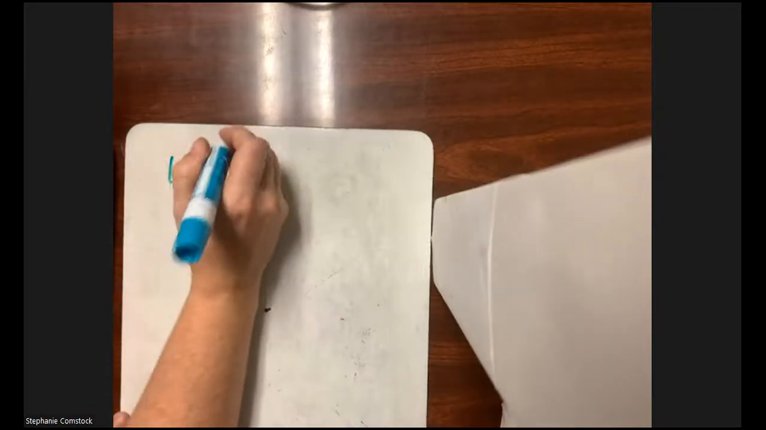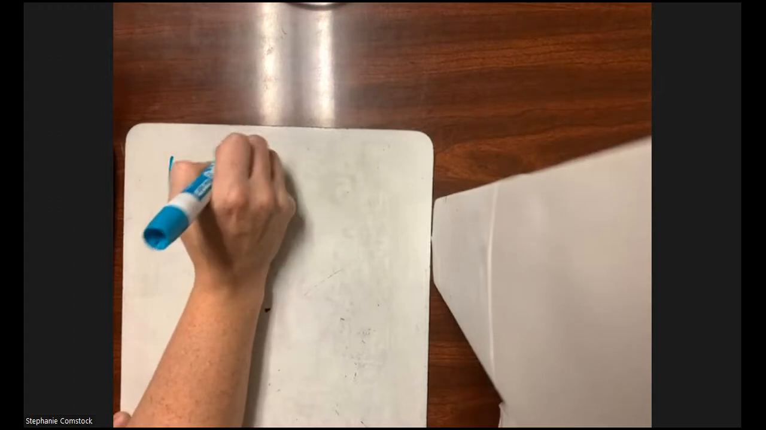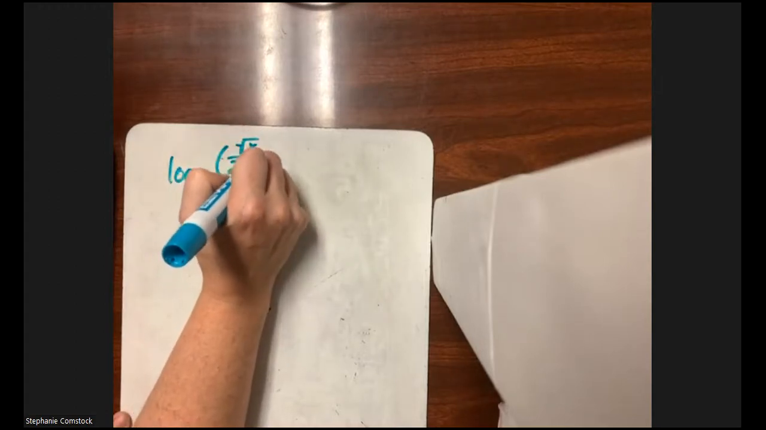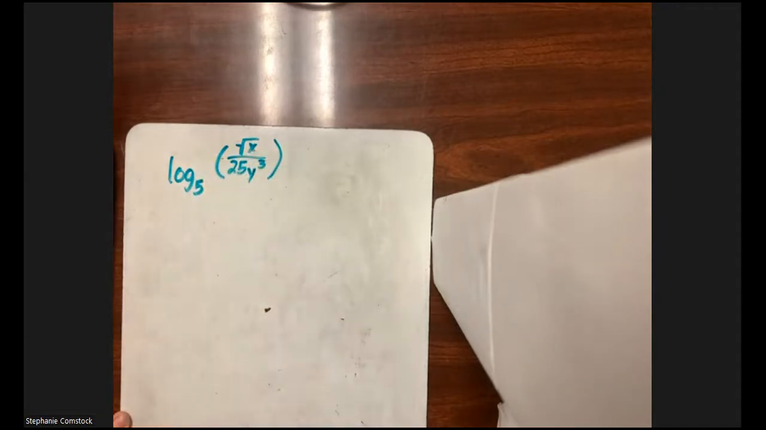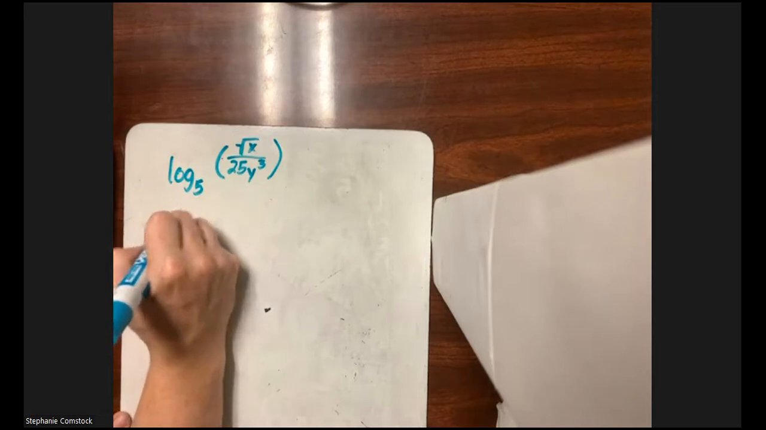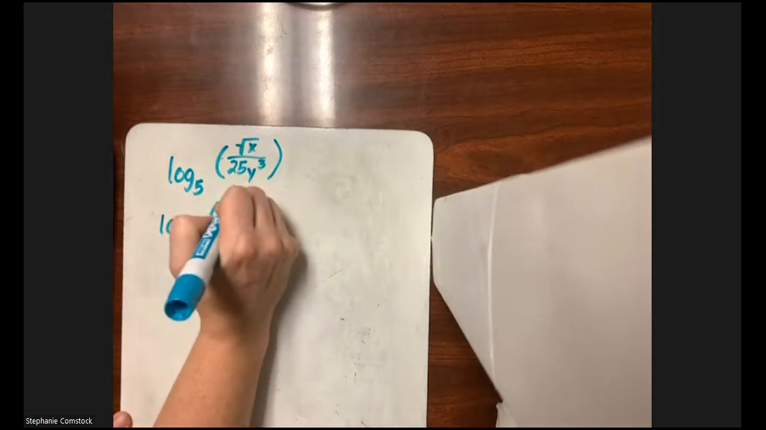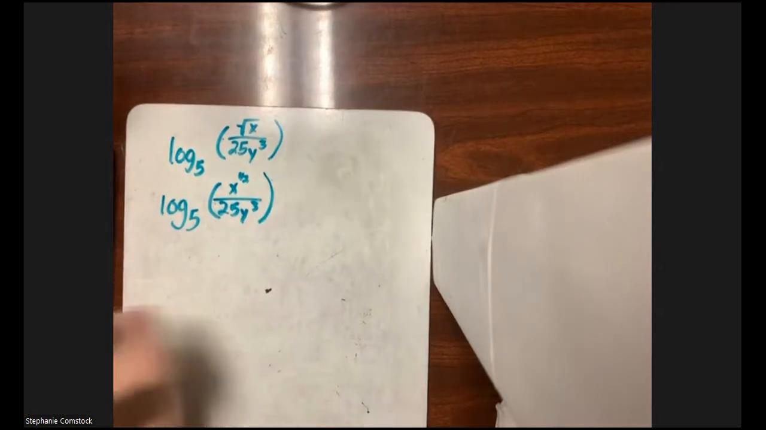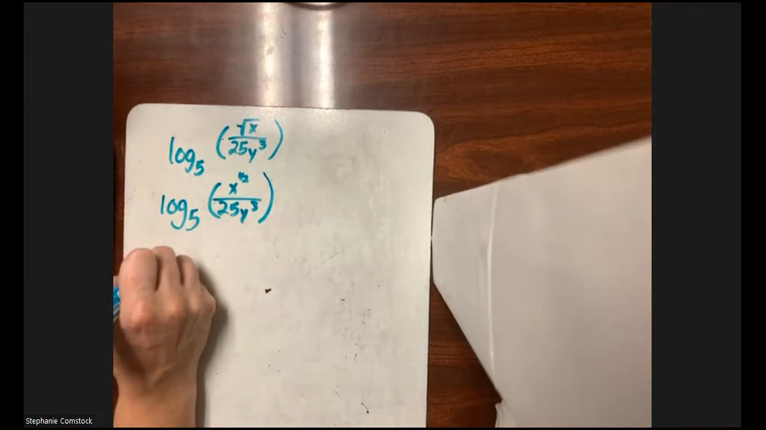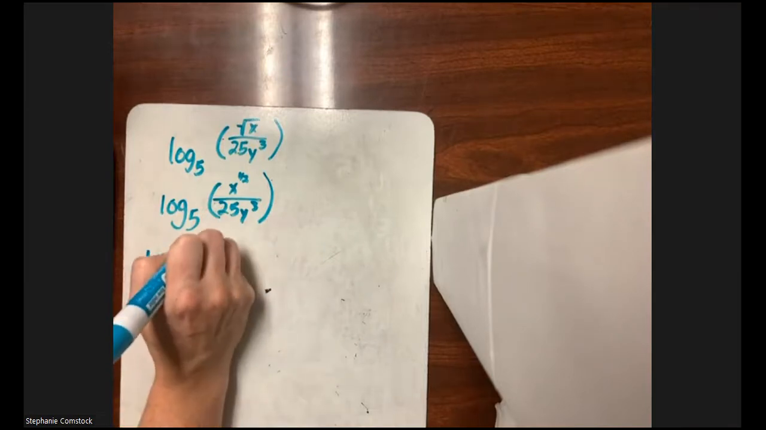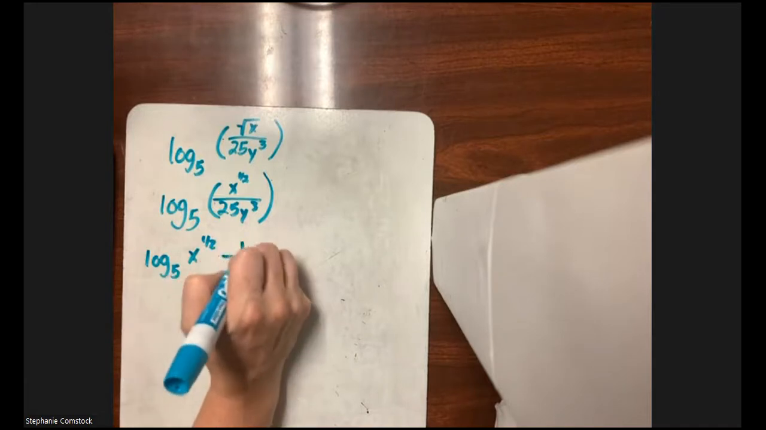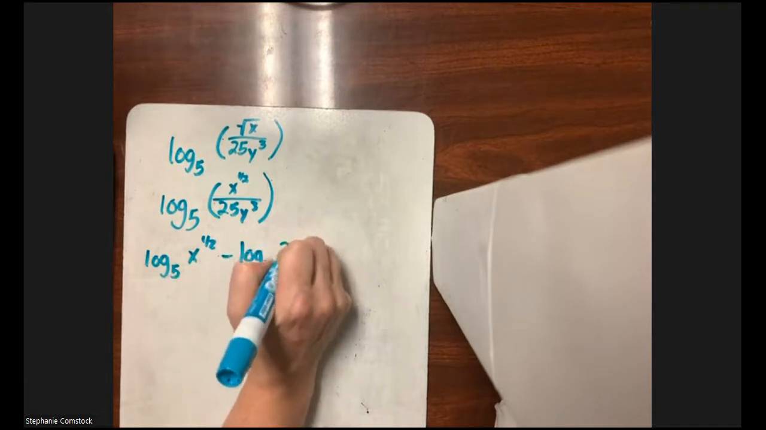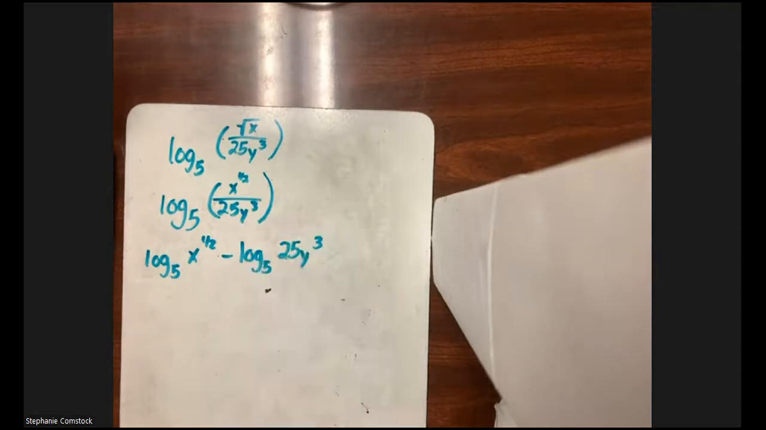So I've got log base 5 of square root of x over 25y cubed. Okay. So again, first thing I'm going to do, that square root has got to go. That is going to be x to the 1/2 over 25y cubed. Now, first thing I look for, fractions. Yep, I've got a fraction in this one. So we're going to separate this to log base 5 of x to the 1/2 minus log base 5 of 25y cubed. So now I've handled the fraction.